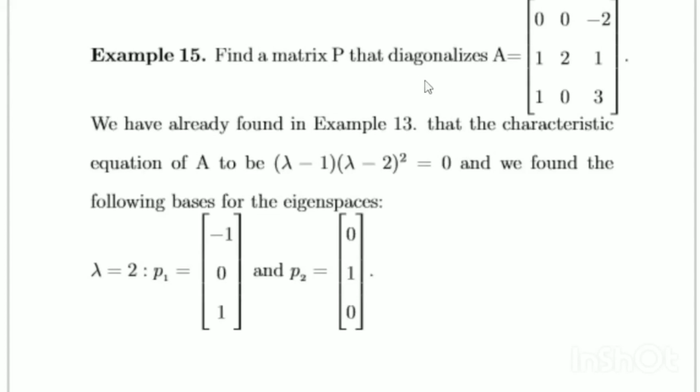So in a similar manner, find the characteristic polynomial. It will be (lambda minus 1) times (lambda minus 2) whole squared equal to 0. The corresponding eigenvalues are lambda equal to 1 and lambda equal to 2, 2. 2 is a double root here. So find its corresponding eigenvectors. For lambda equal to 2, since it's a double root, we have two eigenvectors corresponding to lambda equal to 2.